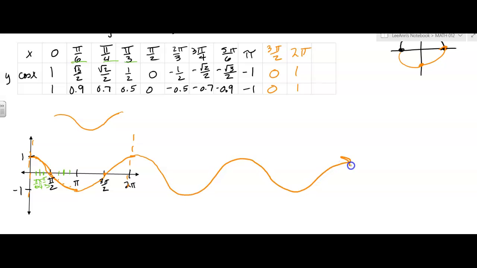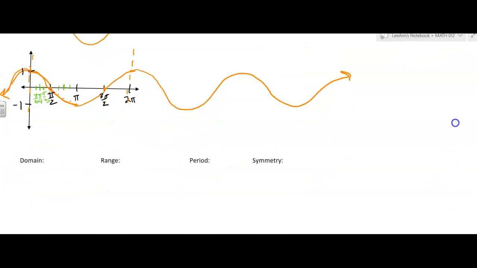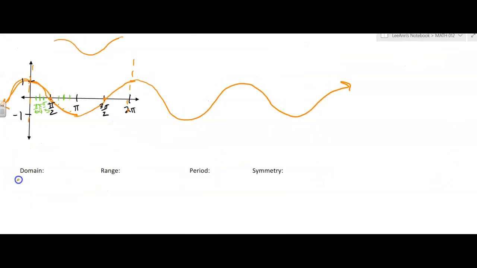You may have seen wave patterns like that in a science class or something. It also continues in the other direction. Like that. Okay, and the pattern would continue. So the domain is all real numbers. The range, my highest point is 1 and my lowest point is negative 1. So the range is from negative 1 to 1. The period is 2 pi. It's one trip around the circle.